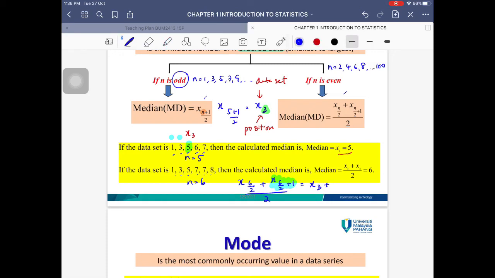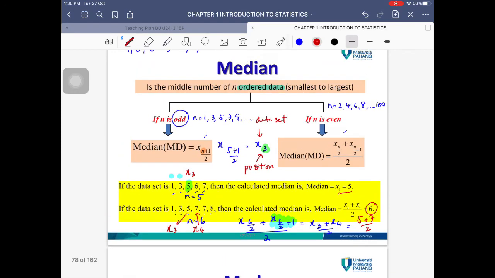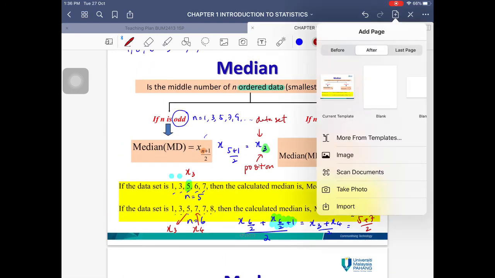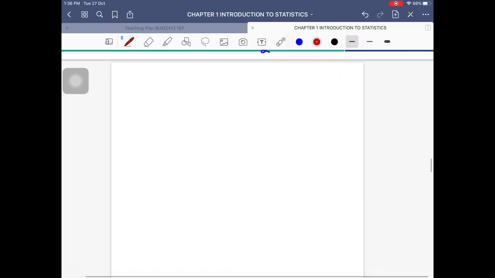So here is going to be x3 plus, this is actually the number right next to it. If it's x3, then the next number will be x4 and so on. So it's going to be x4, over 2. So what is going to be the number in the third position? This is going to be my x3. And this is going to be my number in the fourth position. So it's going to be 5 plus 7 divided by 2. So that is how you get the number 6.